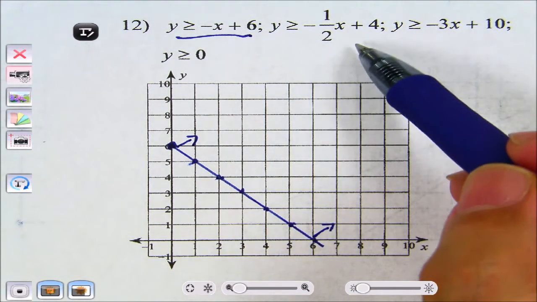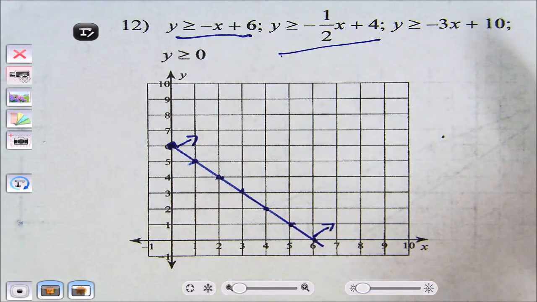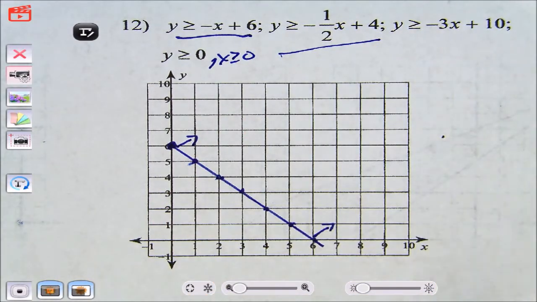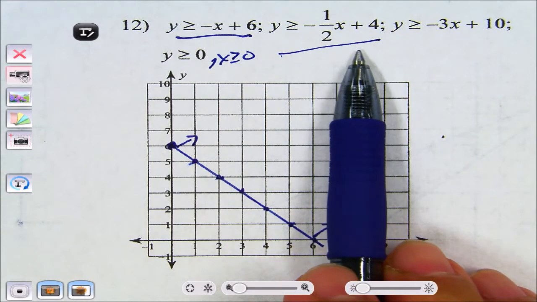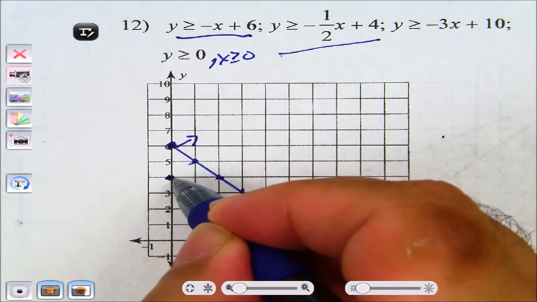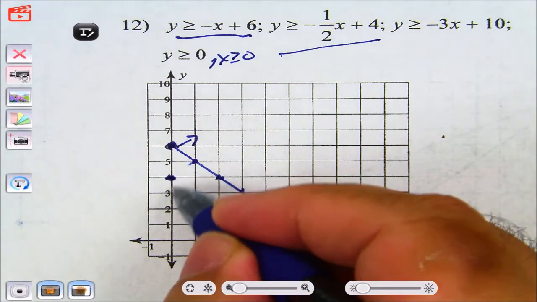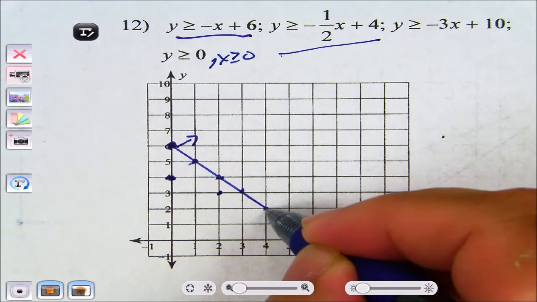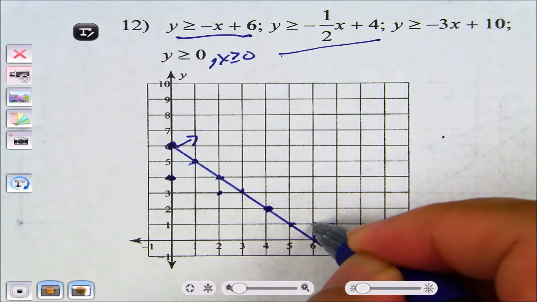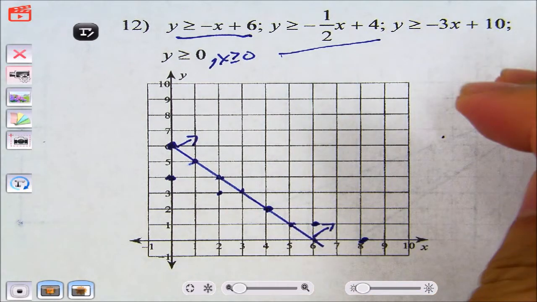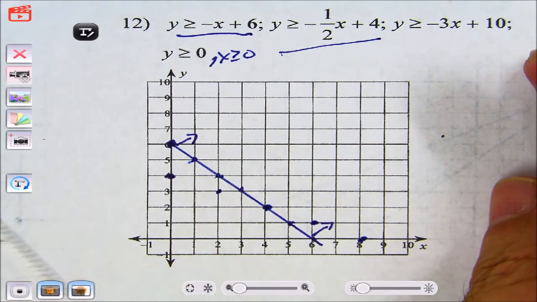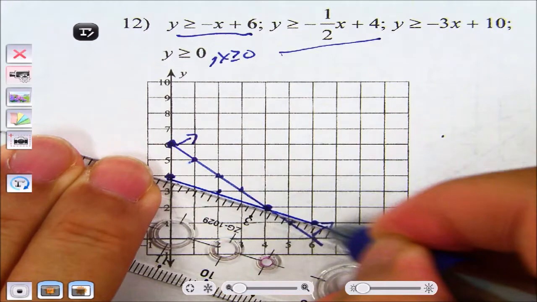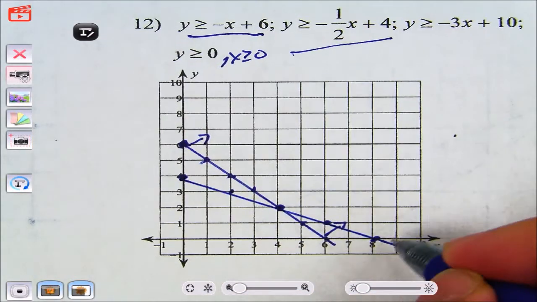Okay, then the second inequality. Oh, by the way, this is missing one. It's missing x is greater than or equal to 0. This one has a y-intercept of 4 and a slope of negative 1/2. So it's down 1, right 2, down 1, right 2, down 1, right 2, down 1, right 2. And that's going up, and that's going up as well.